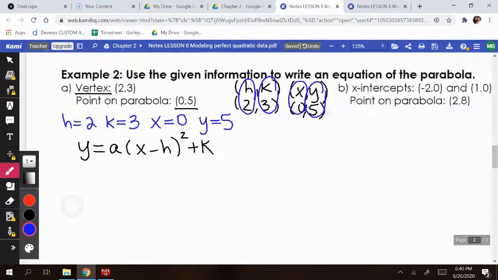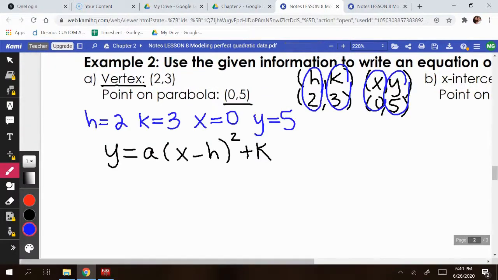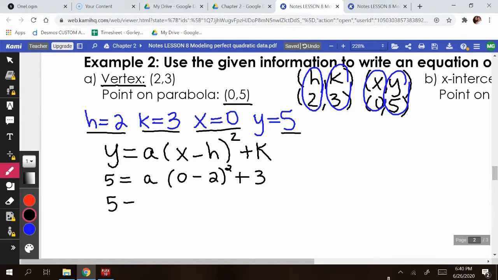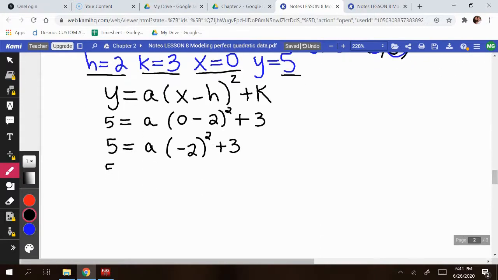All right, let's go ahead and take a look at that. So what is y? y was 5. a we don't know. x was 0. h is 2. And k is 3. Let's go ahead and simplify this. 0 minus 2 is negative 2. Let's square the negative 2. Anything squared becomes positive, so negative 2 squared is going to become 4. So I get 5 equals 4a plus 3.